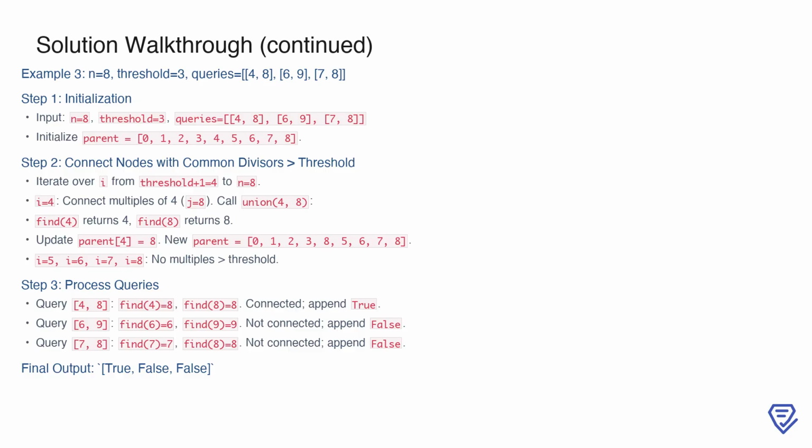4, 4, 8: both nodes share the same root, so they are connected, and we append true. For 6, 9, the nodes are not connected, so we append false. Similarly, 4, 7, 8: the nodes are not connected, so we append false. This gives the final output of true, false, false.